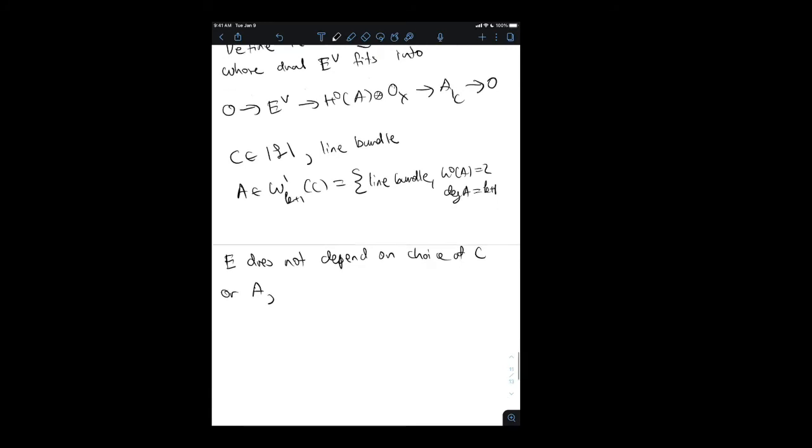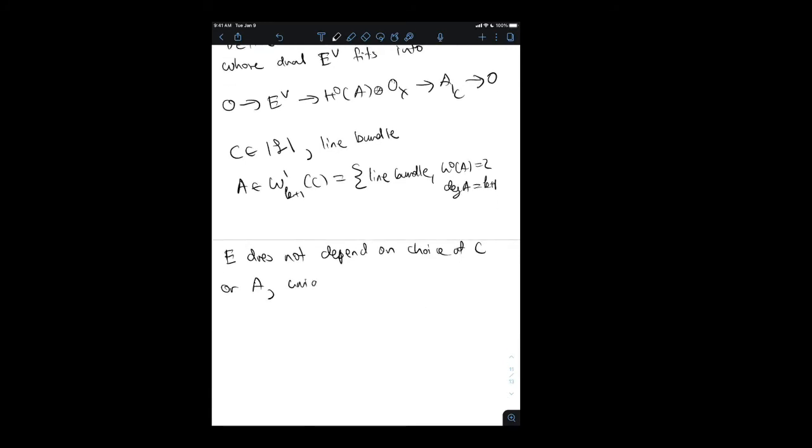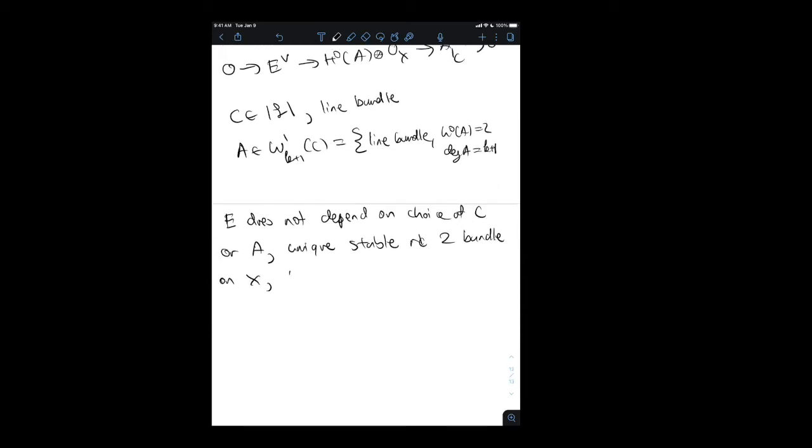and it is a unique, stable rank 2 bundle on the K3 surface with invariants H^0(E) equals k plus 2, H^i(E) equals 0 for i positive.